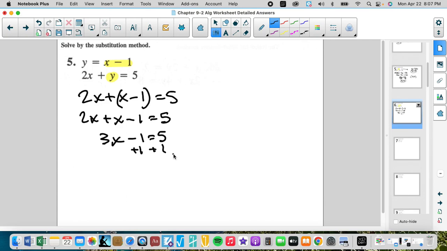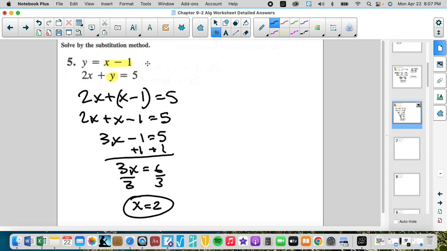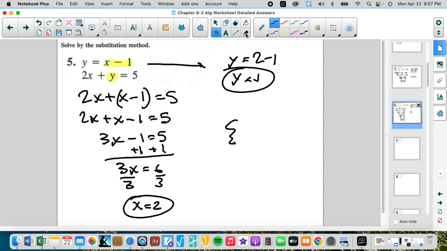Add 1. 3x equals 6. Divide by 3. X equals 2. Take that. Write y equals, my x value is 2 minus 1. Y equals 1. So, whoa. I put a solution set. We are not going to do a solution set. We're going to do a coordinate 2, 1.